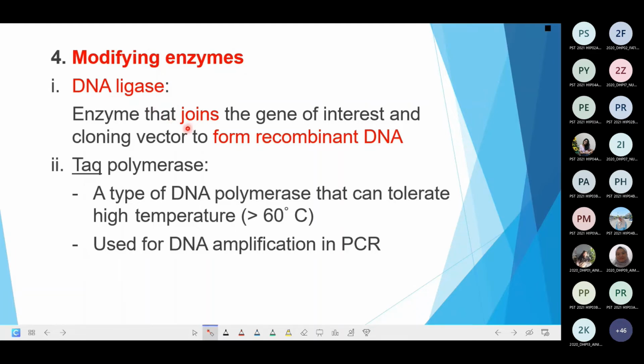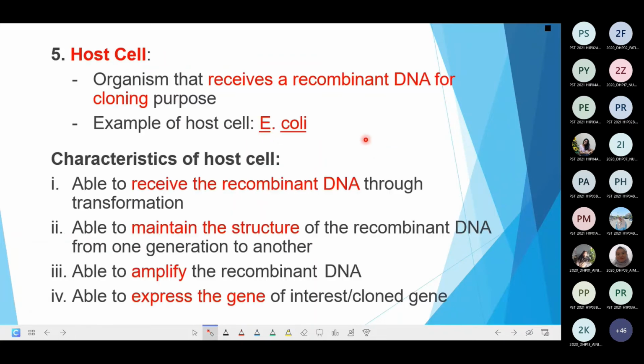In this story of the gene cloning procedure, the DNA ligase will be used to join the gene of interest or the foreign DNA with the cloning vector, and this later will form the recombinant DNA molecule. Okay, so dia akan sambungkan dua DNA yang berbeza menjadi satu DNA baru yang namanya adalah the recombinant DNA. Tool number 5.